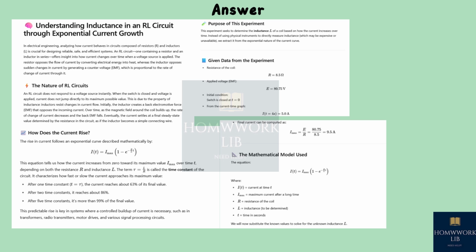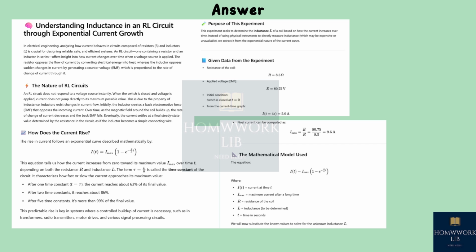The nature of RL circuits. An RL circuit does not respond to a voltage source instantly. When the switch is closed and voltage is applied, current does not jump directly to its maximum possible value. This is due to the property of inductance. Inductors resist changes in current flow.